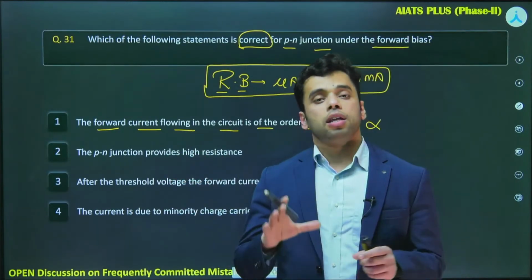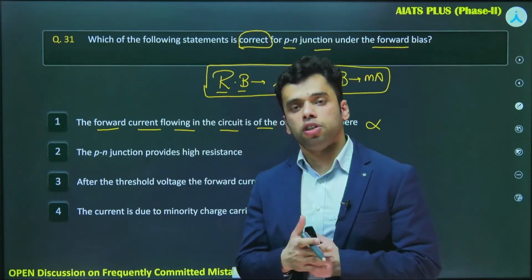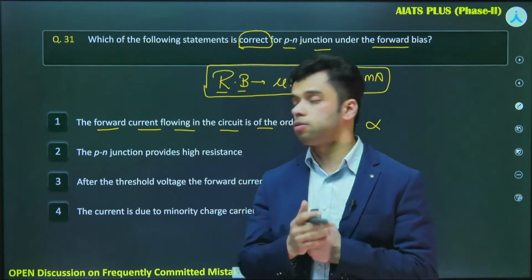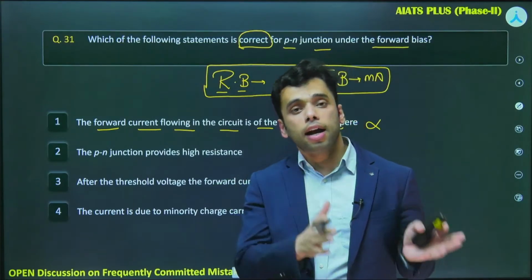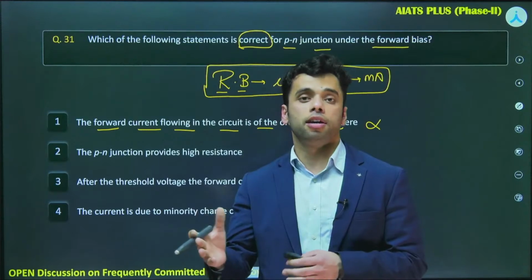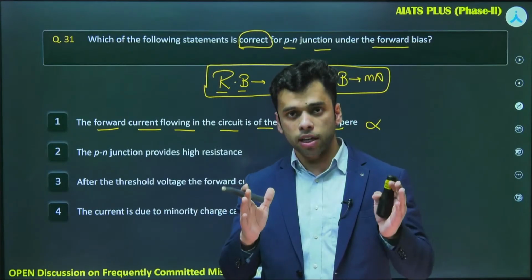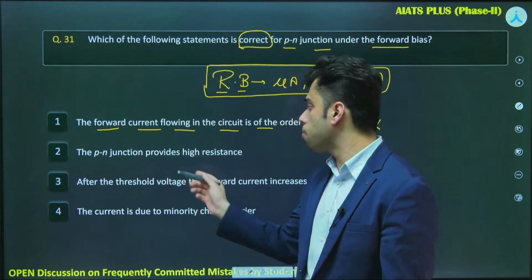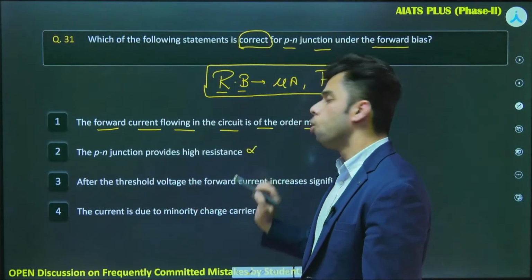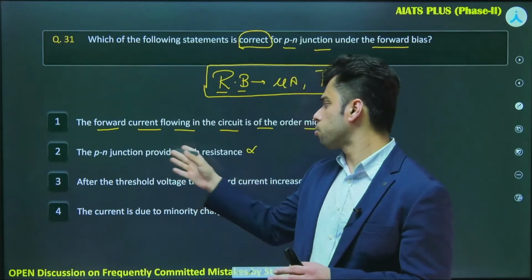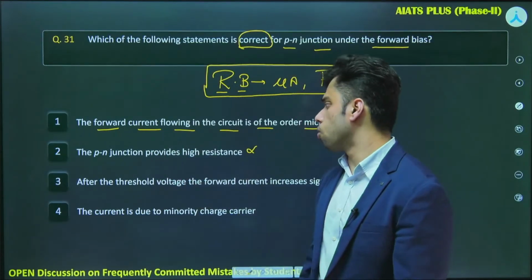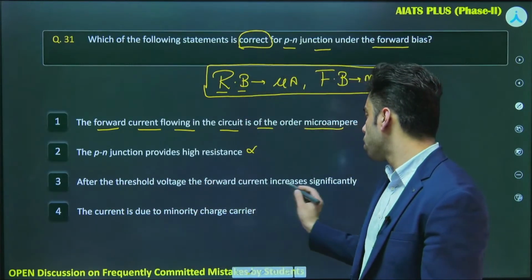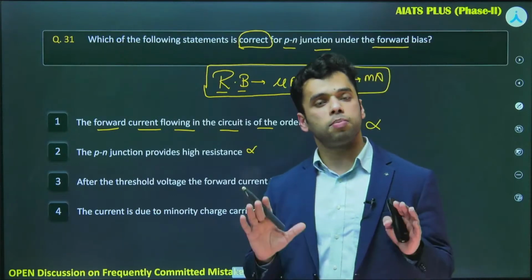See, in the case of forward biasing of PN junction, the thickness of the depletion region reduces. And since the current is also due to the majority charge carrier, and the biasing of the PN junction is supporting that, the resistance of the PN junction in forward biasing is low or very less. It doesn't provide very high resistance. So this one is also wrong. Let's go through the third. After the threshold voltage, the forward current increases significantly. Yes, this one is perfectly correct.